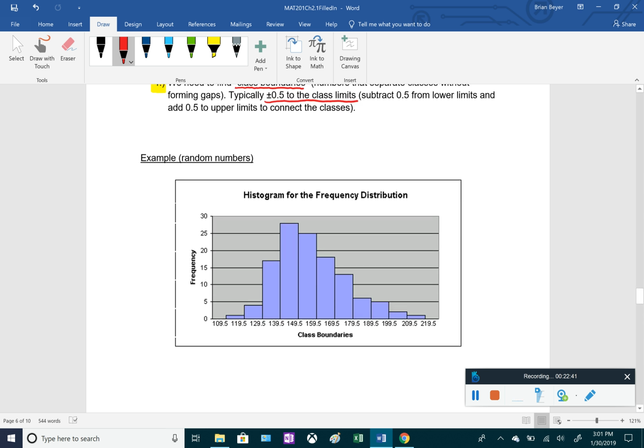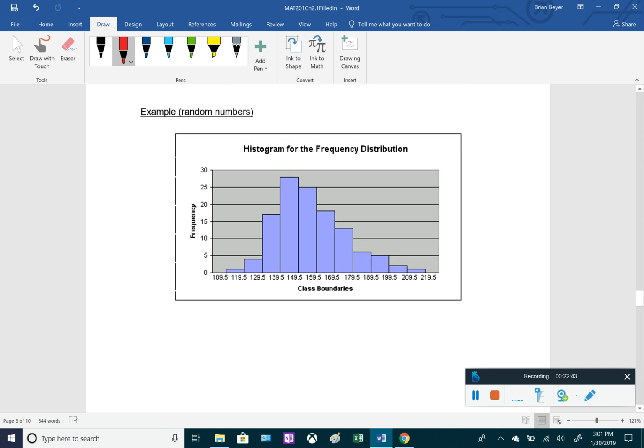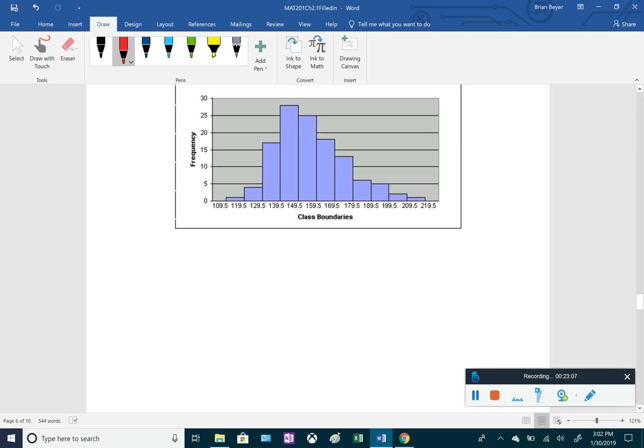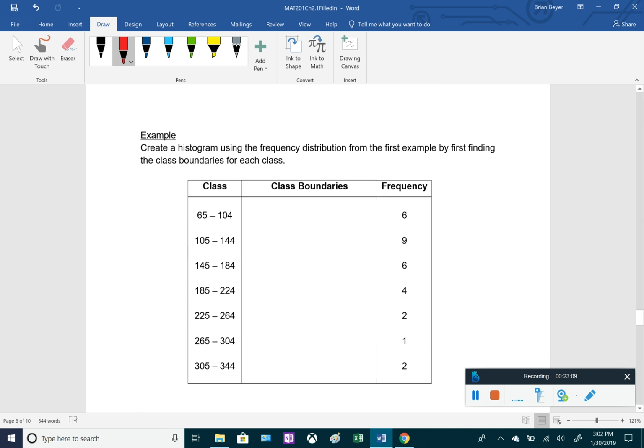So these are just a random example of what a histogram would look like. We can see that the bars are touching. The horizontal axis is the data entries, and it's labeled with class boundaries. So we can see how it's 0.5 for each one. And the vertical axis is the frequency for each one of those individual classes.